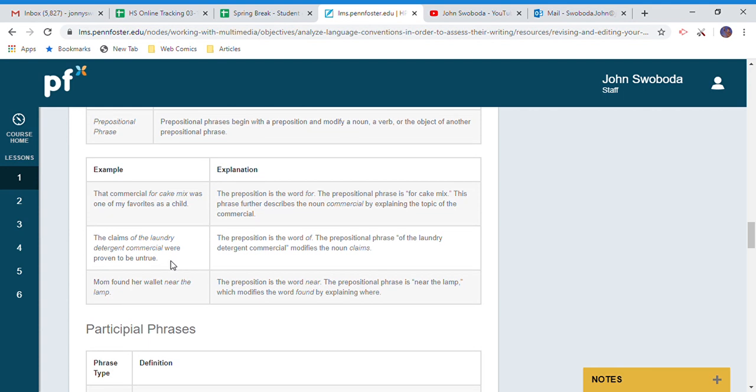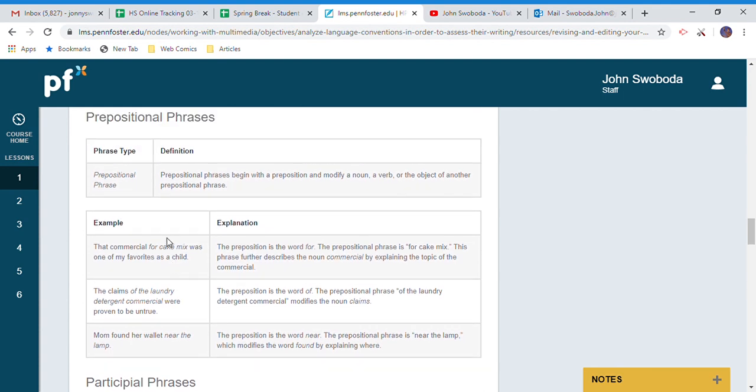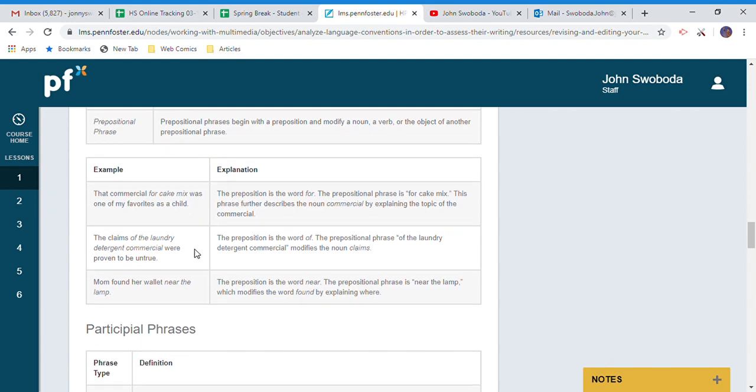Prepositional phrases are a little harder. Prepositional phrases begin with a preposition and modify a noun or verb or the object of another prepositional phrase. So they can modify just about anything, and they can be hard to pinpoint. The commercial for cake mix was one of my favorites as a child.